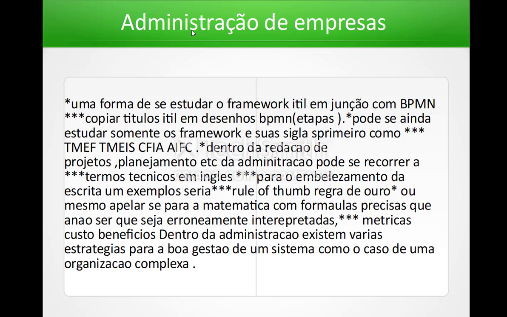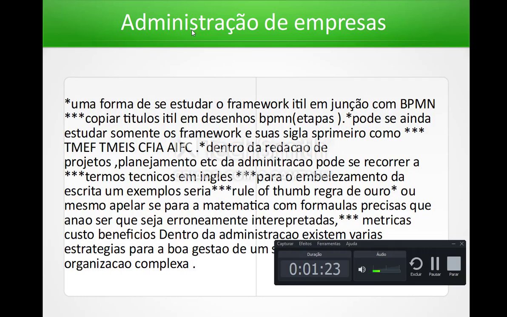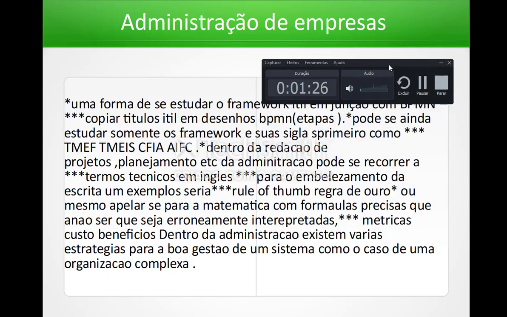You can use technical terms in English for the beautification of writing. An example would be rule of thumb, golden rule, or even appeal to mathematics with precise formulas, such as cost-benefit metrics, unless they are mistakenly interpreted. Within the administration there are several strategies for the good management of a system, as in the case of a complex organization.